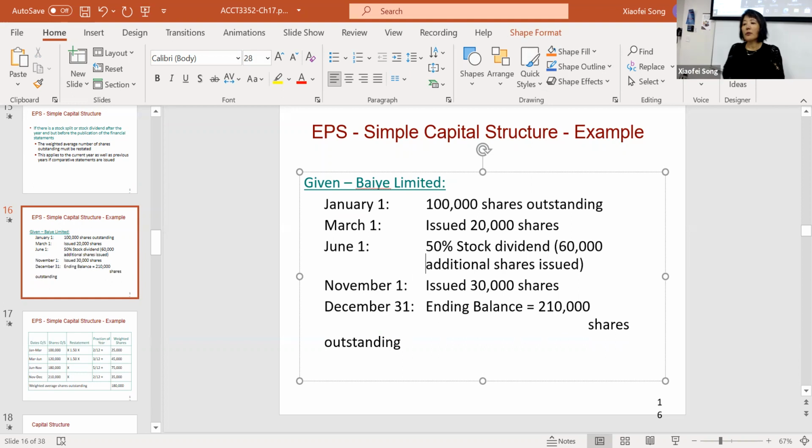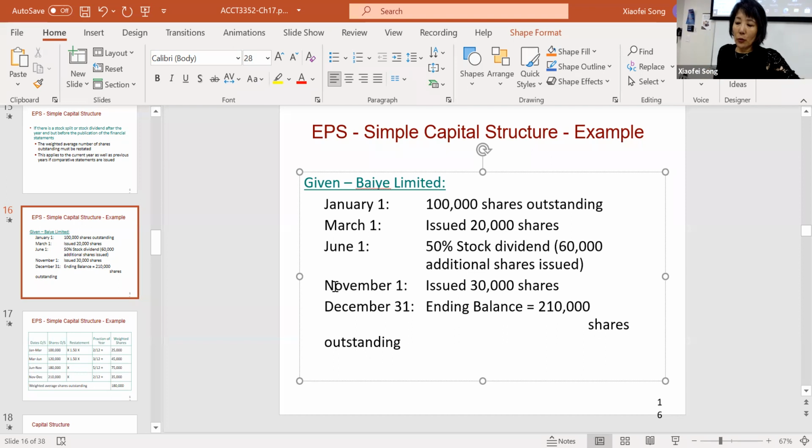An additional 60,000 shares were issued, so that will be 180,000 shares. And then on November 1st, they issued a further 30,000 shares. That's all increased. So on November 1st, the number of shares outstanding changed to 210.